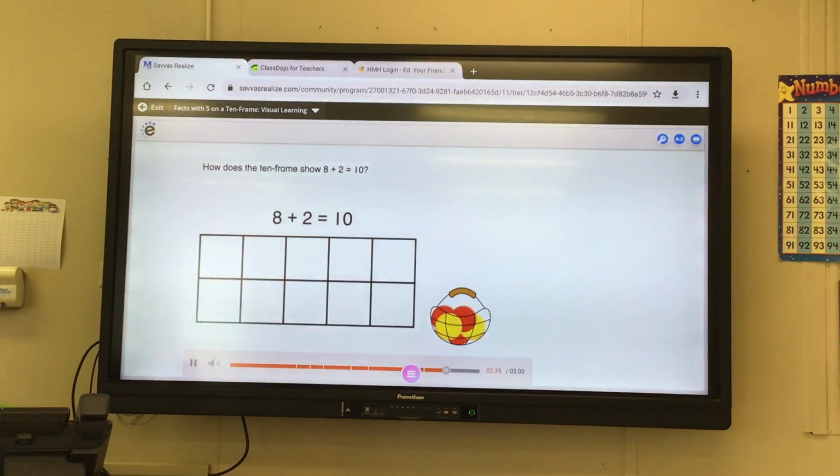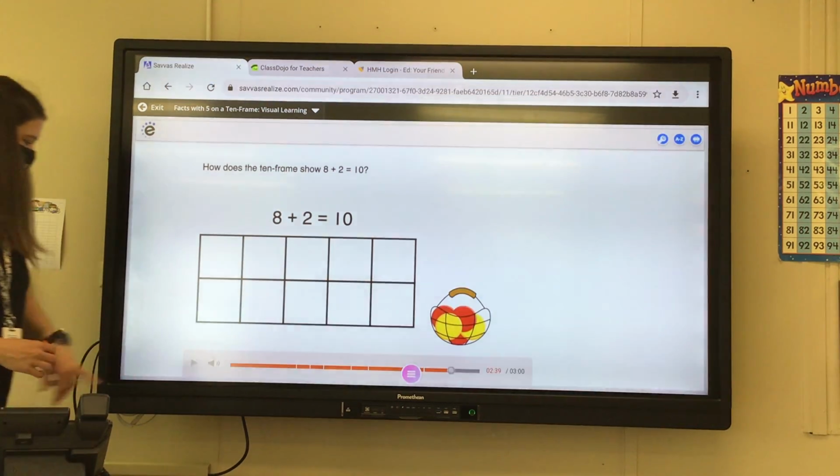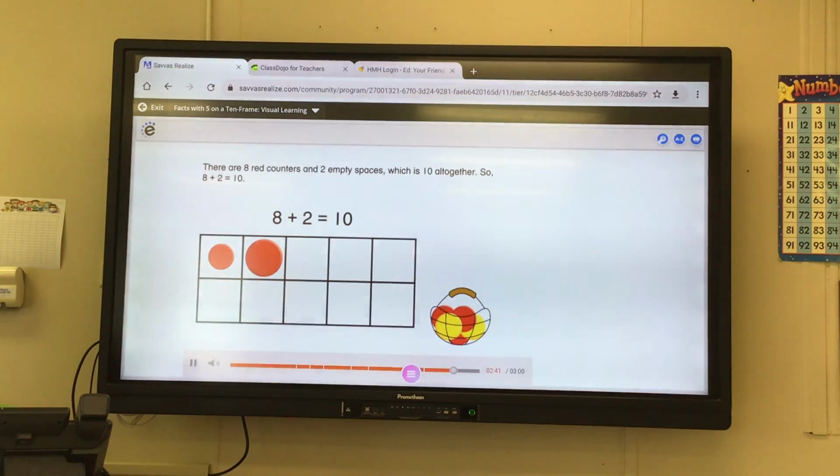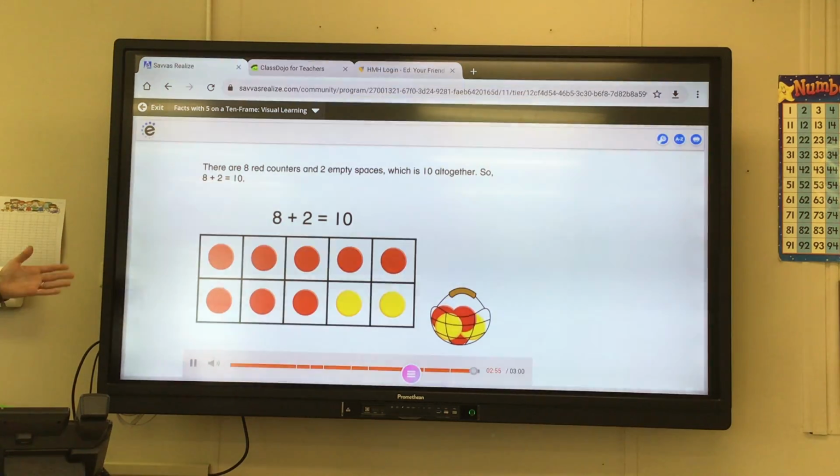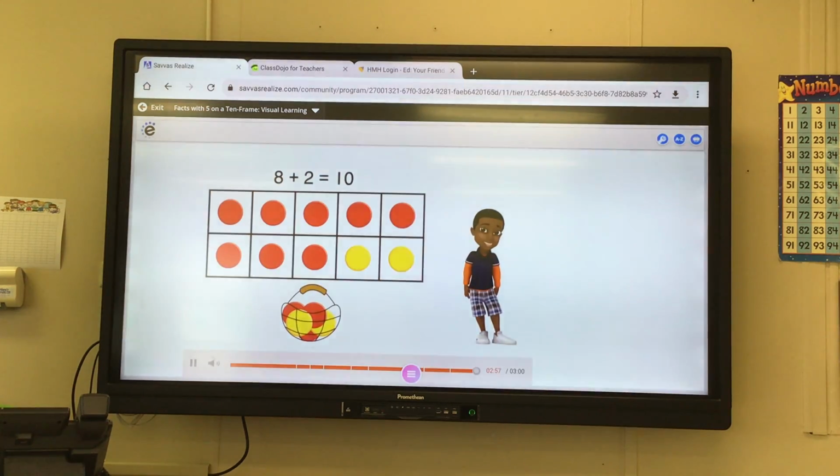How does the 10 frame show 8 plus 2 equals 10? You just put 8 and then you add 2 now. There are 8 red counters and 2 empty spaces, which is 10 altogether. So 8 plus 2 equals 10. Now you have learned how to show addition facts on a 10 frame.